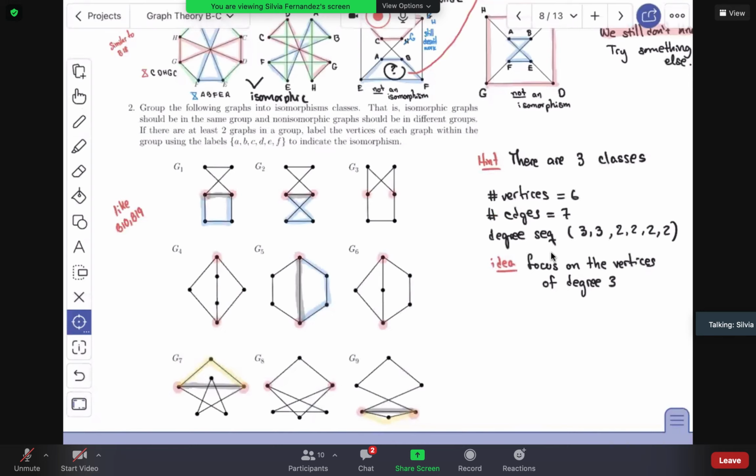And then for the rest, let me see if I can make a list. I don't know how much I can reduce the list of problems, but I'll try to do something like that for next time. All right?